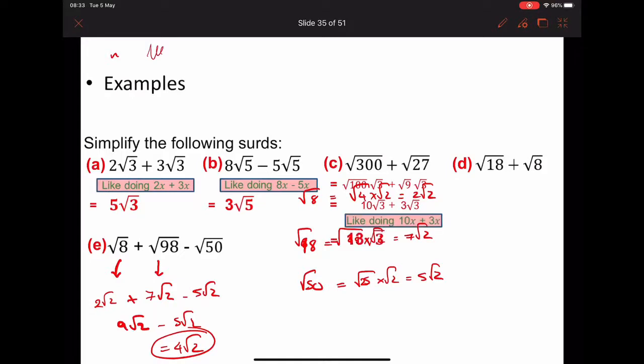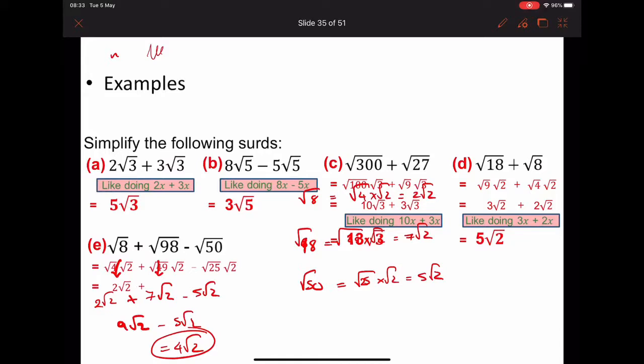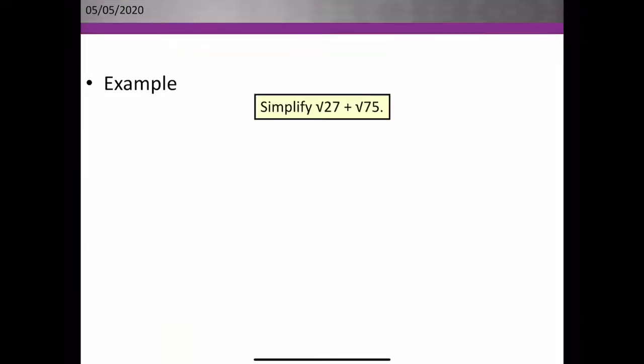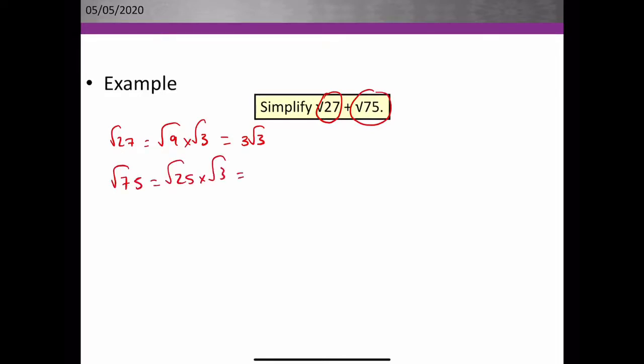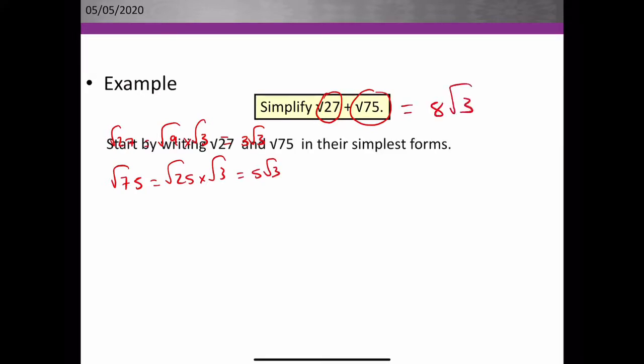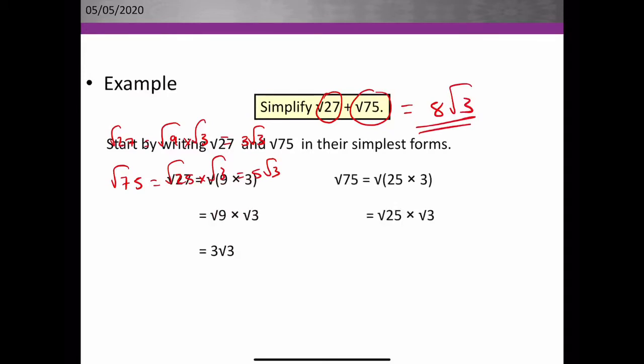Right, continuing on. So, simplify root 27, add root 75, okay? So, what we need to be doing is we need to make sure that we simplify. So, root 27, root 9 times root 3, 3 root 3. Root 75 is root 25 times root 3, so therefore it's 5 lots of root 3. So therefore altogether that will be simply 8 lots of root 3. So that's how you simplify.